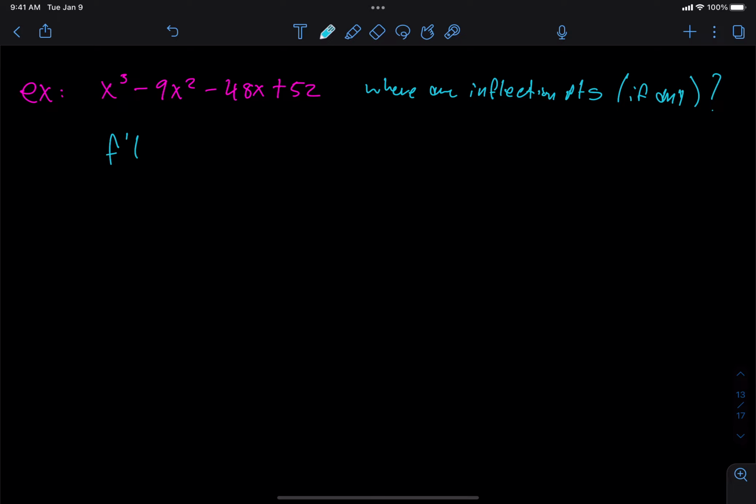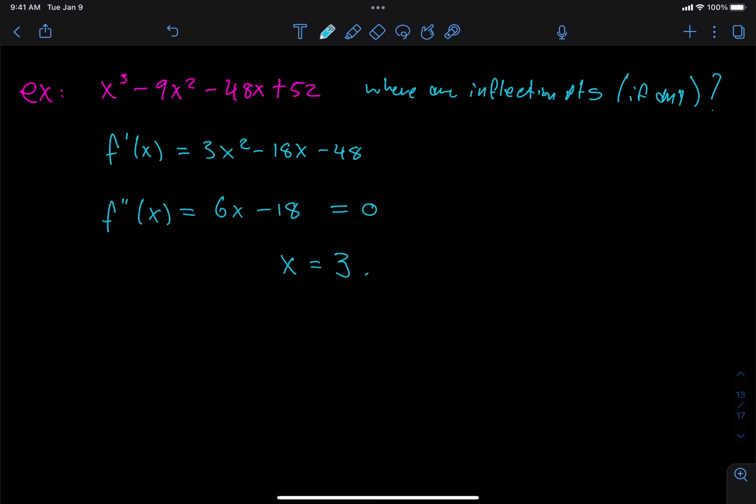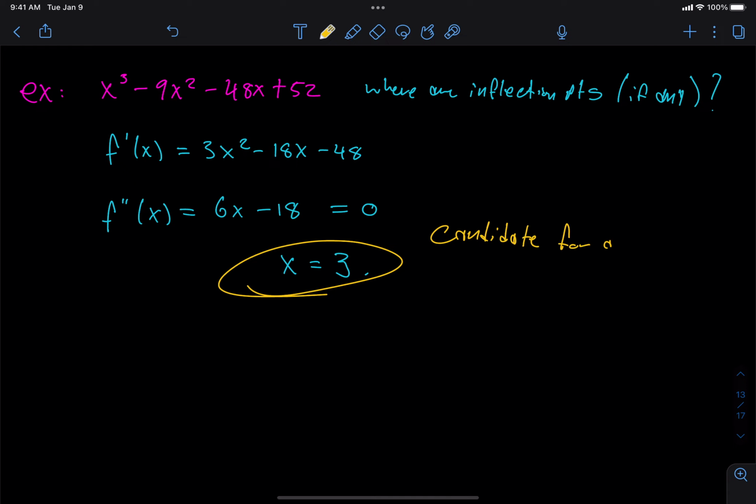So the first thing I have to do is figure out f prime of x. That's 3x squared minus 18x minus 48. And then I'm going to take the second derivative, which is 6x minus 18. And I'm going to set that equal to 0 and find that x should be equal to 3. So I found what I call a candidate for an inflection point, or a possible inflection point.